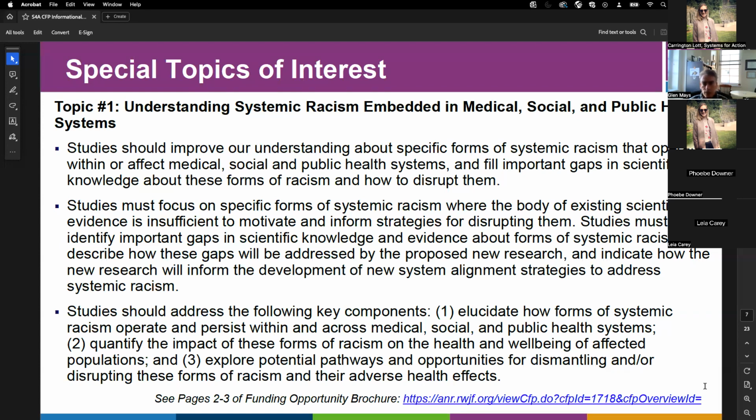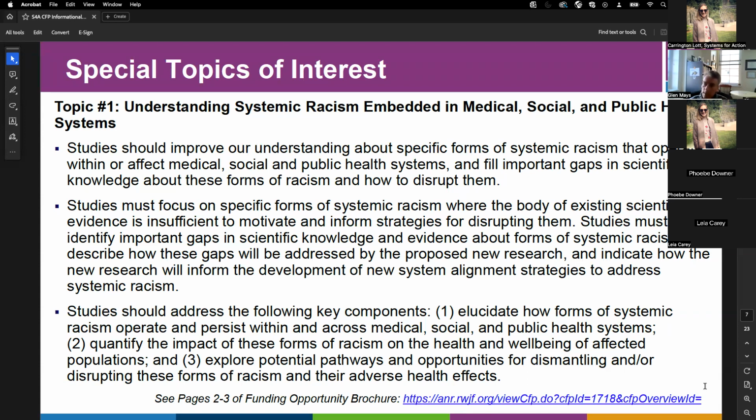The study again should identify important gaps in scientific knowledge and lay out how those gaps will be addressed by the proposed new research. As the third bullet on the slide shows, if you're submitting a proposal under this special topic, you want to make sure that your proposal covers a couple of key components.